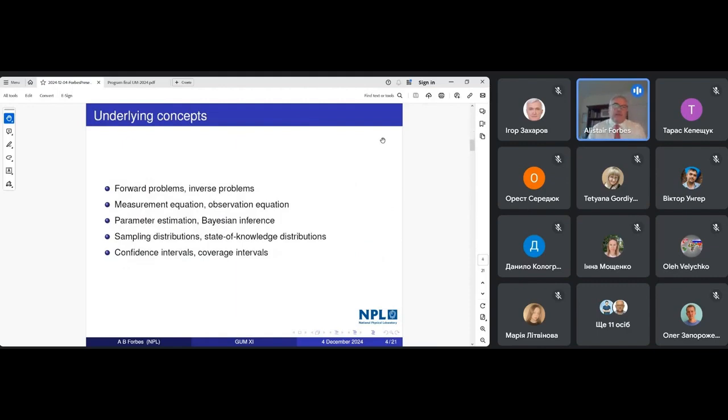Underlying these methodologies, there are two sides to look at. At the highest level there are forward problems and inverse problems. The measurement equation is a forward problem approach to looking at things. The observation equation approach is an inverse problem. Parameter estimation is a forward type of estimation; Bayesian inference is an inverse type of inference. There are sampling distributions, which are a forward type concept, and state of knowledge distributions, which are an inverse type concept. Corresponding to that, there are classical confidence intervals and Bayesian coverage intervals. These are the underlying concepts floating around with these four GUM methodologies.